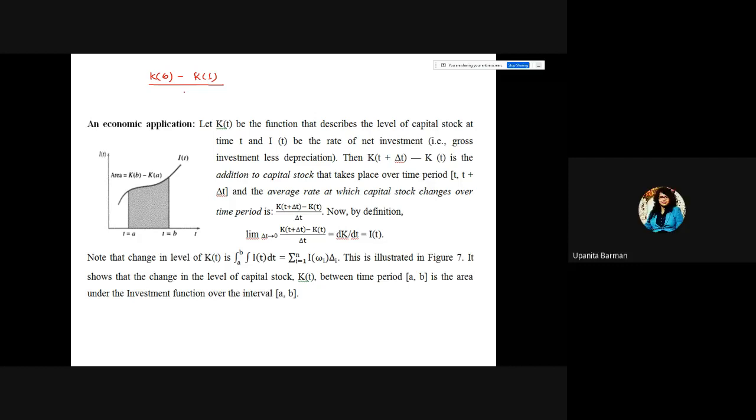Where are you getting B? I'm not looking into this diagram. Just look at this and tell me, so that is 6. Δt is B minus A, so that is 6 minus 1. Yeah, so this is 5.